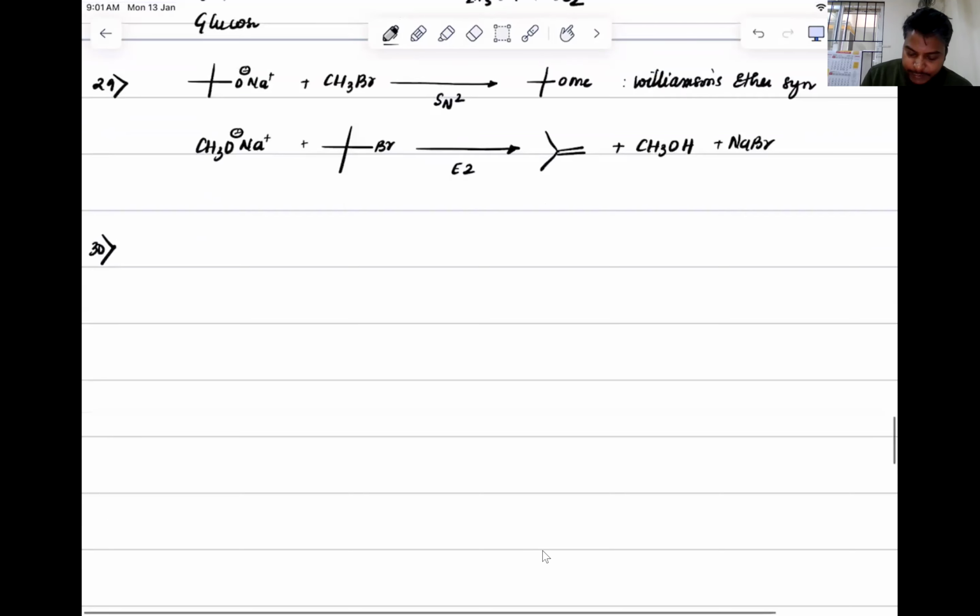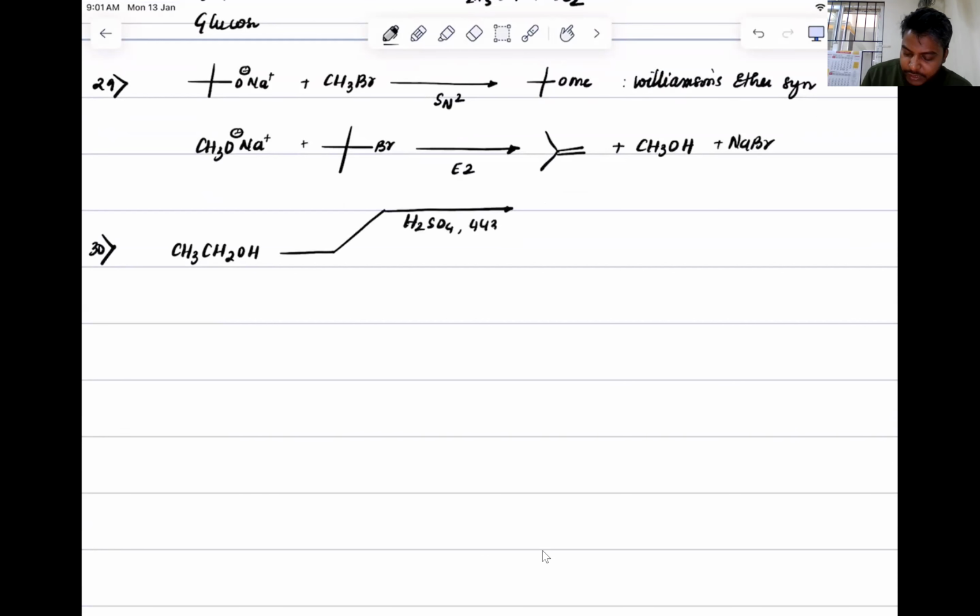Right. Next. If you have CH3CH2OH and you react this with H2SO4 at around 443 Kelvin, please remember the reaction condition, very, very important here. This will give us an alkene. At this reaction condition, we expect to get an alkene. While the same H2SO4 at around 413 Kelvin, if we make the reaction, you will get an ether form.